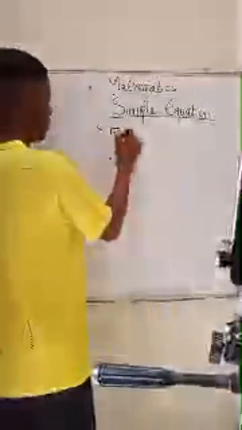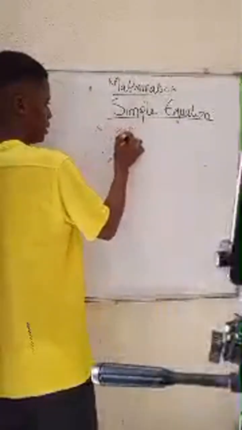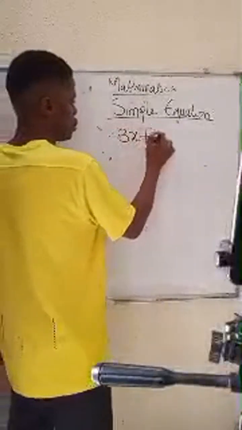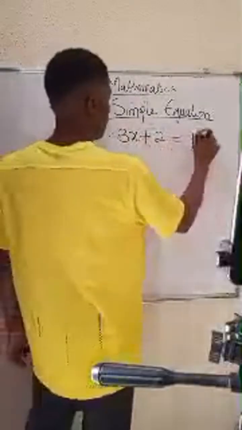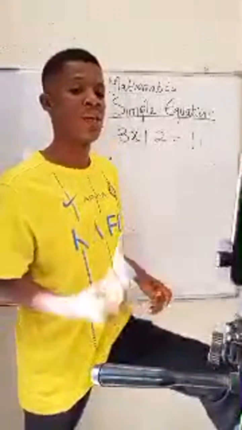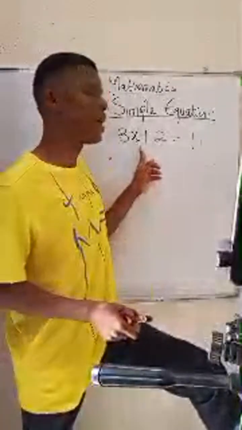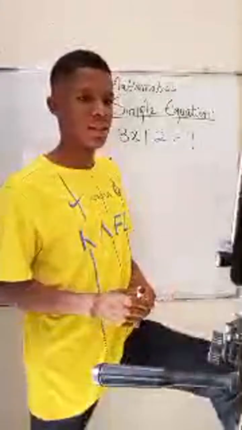Let's look at 3x plus 2 is equal to 11, for instance. At this point, look at the board, please. We have 3 lots of x plus 2 is equal to 11. Can you try it?